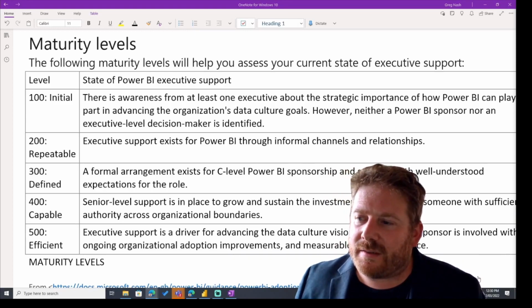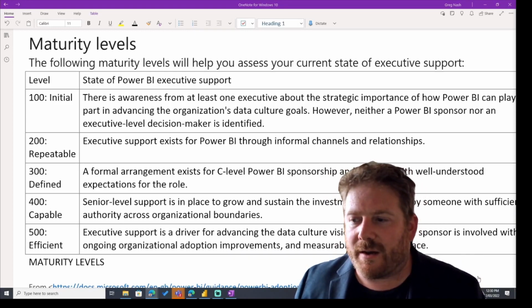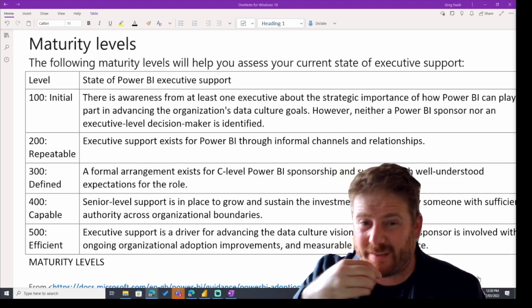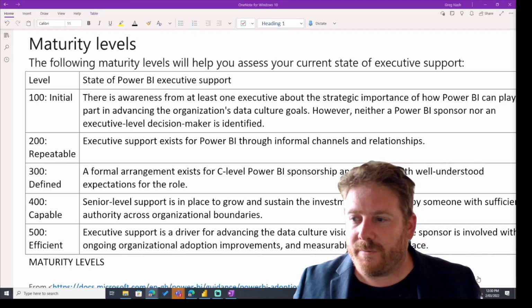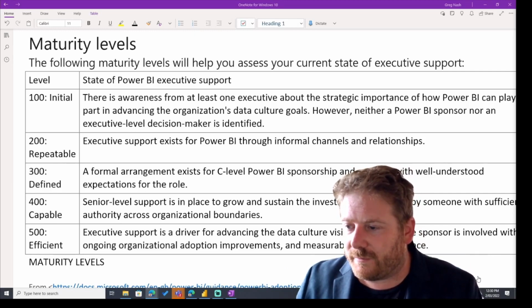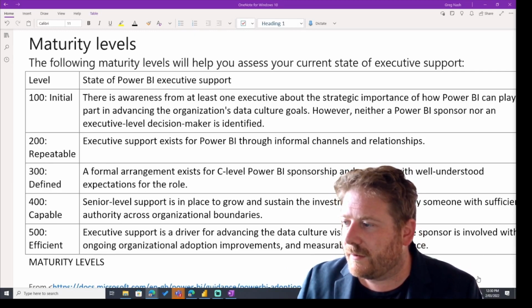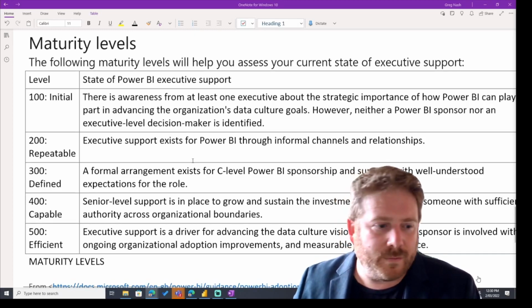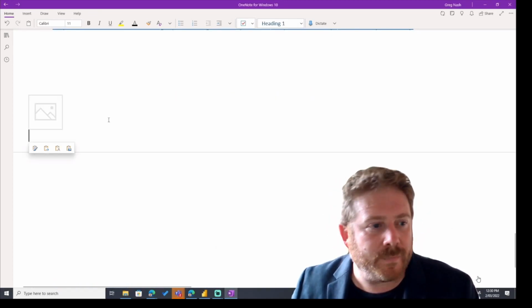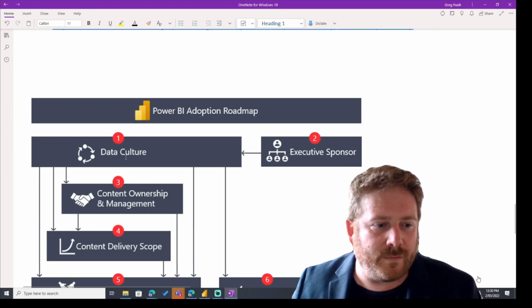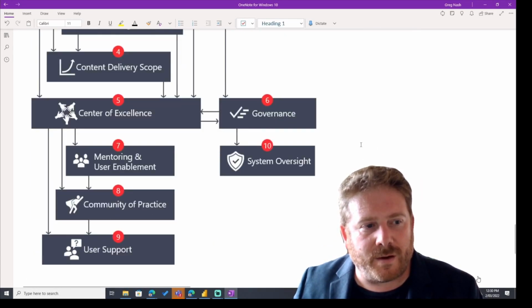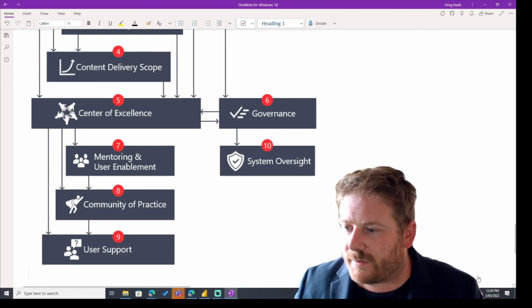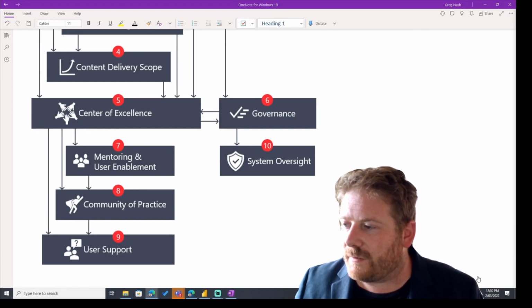Now, the next steps in the articles talk about content ownership and content delivery, which I wanted to skip. I'm going to move to Center of Excellence, because if we look at our adoption overview again, just quickly. Actually I was looking for the data culture one, sorry. Wrong image, this one.